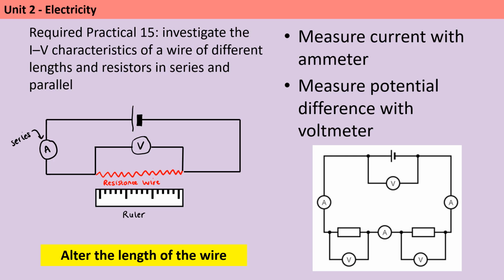Required Practical 15 is about measuring the IV characteristics, in other words, the current and the potential difference of both a wire of different lengths and also resistors that have been placed in series and in parallel. So in each one of these circuits, we're using an ammeter connected in series, otherwise it won't work, to measure the current, and a voltmeter connected in parallel, otherwise it won't work, to measure the potential difference, and then using the calculation R equals V over I to calculate the resistance for each one of these.